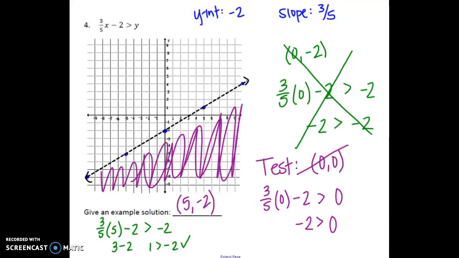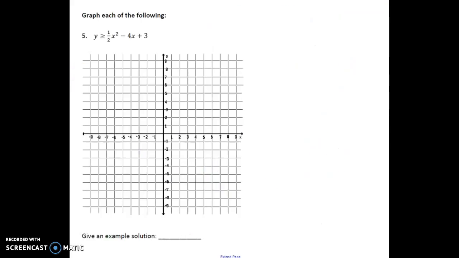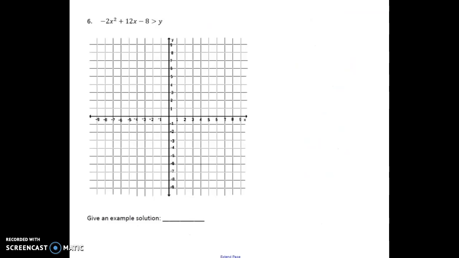So go ahead, take some time, take a look at the back of your worksheet, see if you can figure it out. We've got quadratics coming up next, so try to graph those and take a look at the next video.